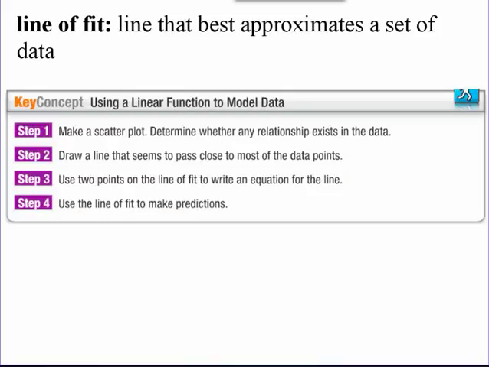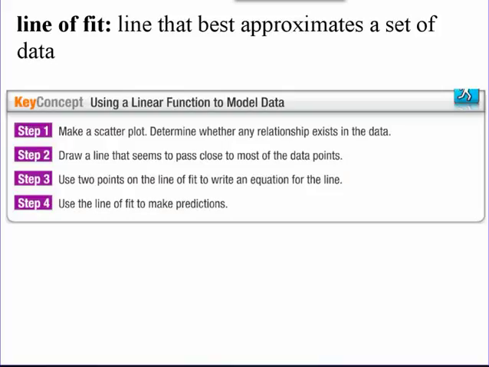The first step is to make a scatter plot, and we're going to go through this in an example. We're going to make a scatter plot, and then we're going to determine whether any relationship exists in the data. So we're going to determine: is it positive, negative, or no correlation? Step 2, we're going to draw the line that best seems to pass close to most of the data points. So kind of the one that fits the data. Okay, that's where the line of fit comes in.